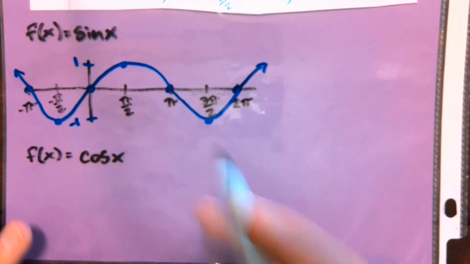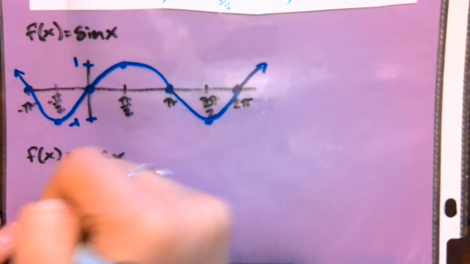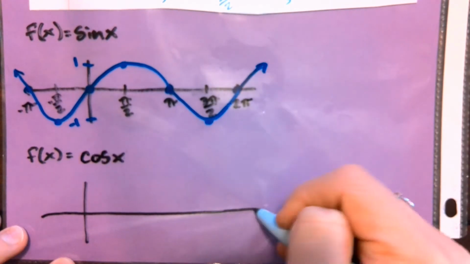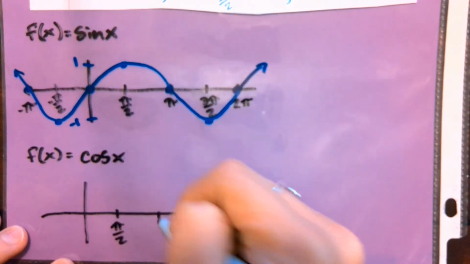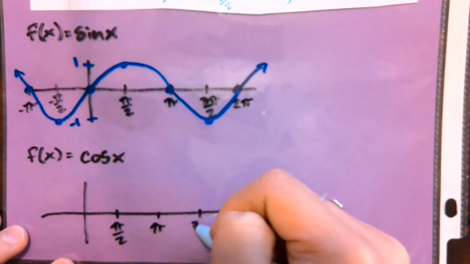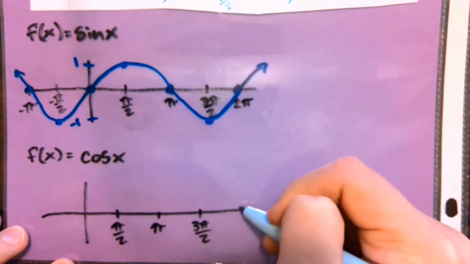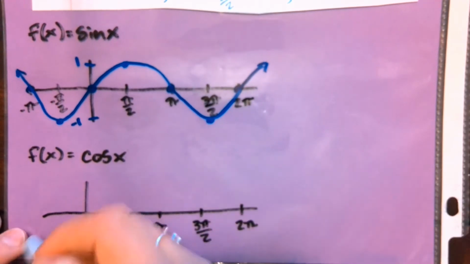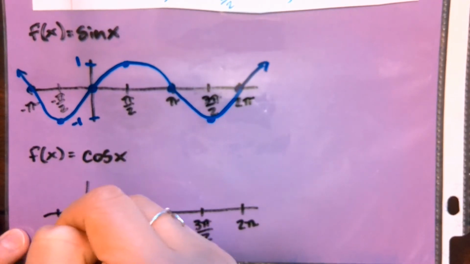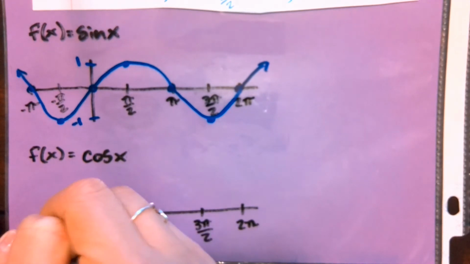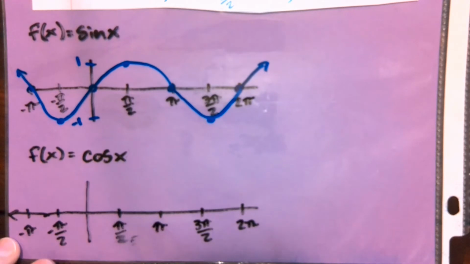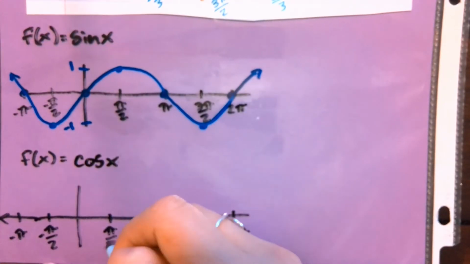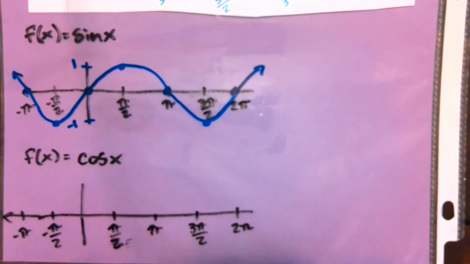Cosine will be similar as far as the approach, so I would go ahead and put in those same values for x that we had before: pi over 2, pi, 3 pi over 2, and 2 pi. If you want to go in the opposite direction like we did last time, you can put in negative pi over 2 and negative pi, just to see what it looks like going the other direction. I just got the marker all over my hand.